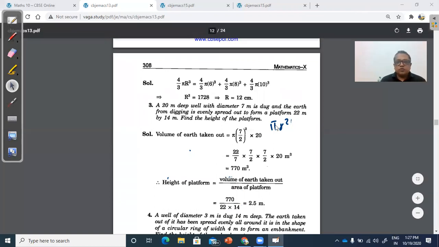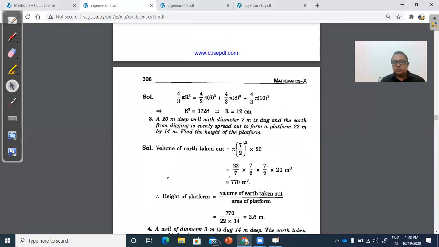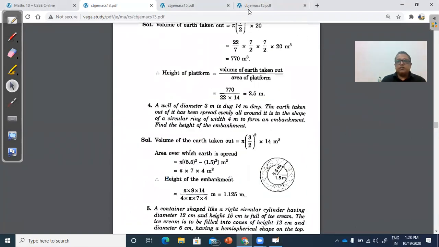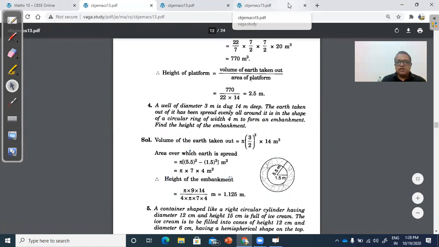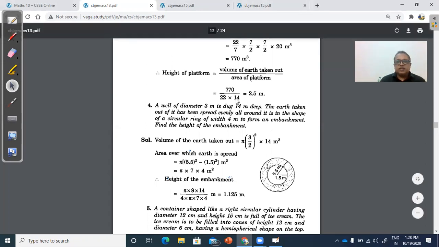So question number 4 says, okay, that's question number 4. A well of diameter 3 meter is dug. 14 meter, diameter is 3. So radius is going to be half of that, 3 by 2. Radius is 3 by 2. Height is 14. So you are digging a well and then you are spreading it all around it to a circular ring, the width of which is given 4 meter, to form an embankment.